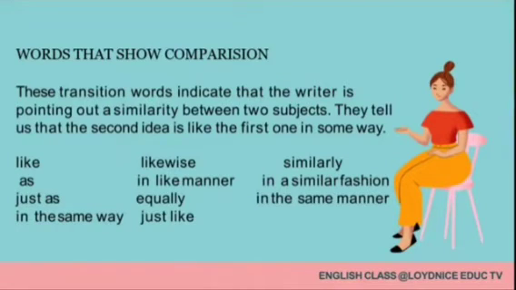Words that show comparison. These transition words indicate that the writer is pointing out a similarity between two subjects. They tell us that the second idea is like the first one in some way. Examples: like, likewise, similarly, as, in like manner, in a similar fashion, just as, equally, in the same manner, in the same way, just like.